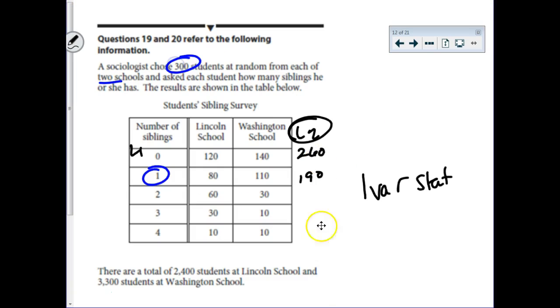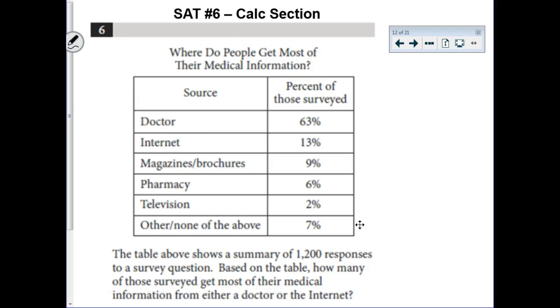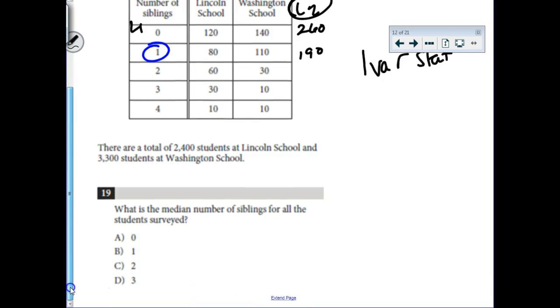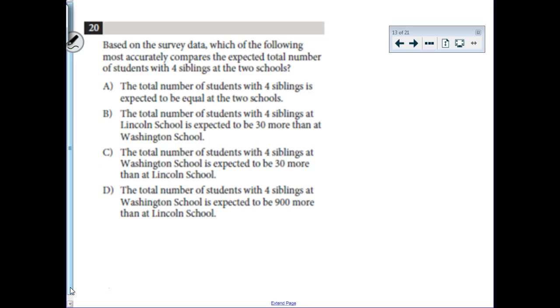Moving back to, let's see, is that the same question? Oh, yeah, so it was 1. Okay, next question. Oh, same data. Based on the survey, which of the following most accurately compares the expected total number of students with 4 siblings at the 2 schools?